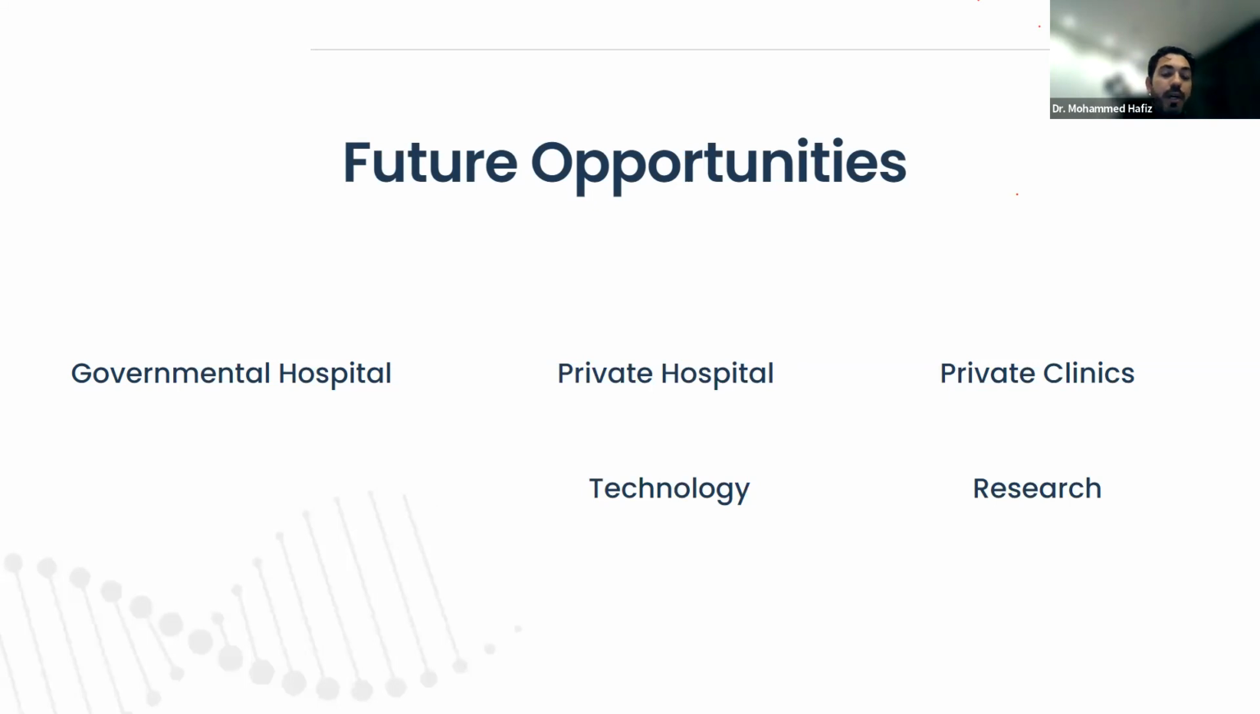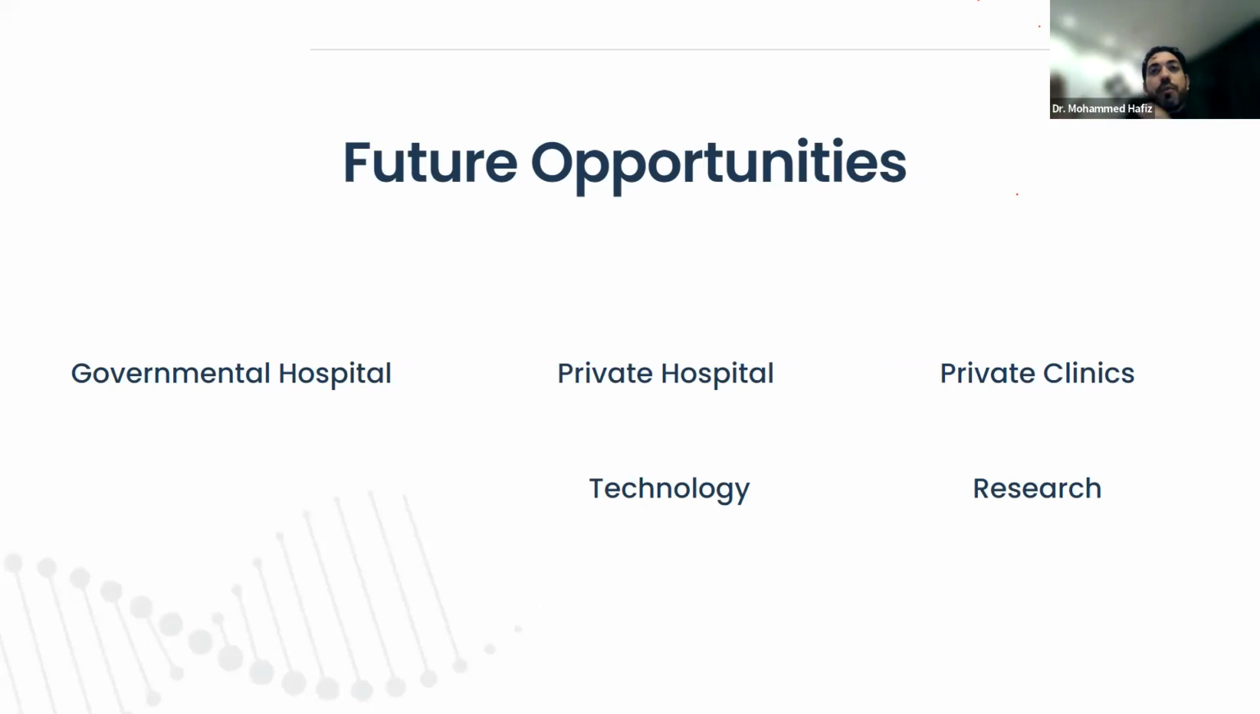You could have a private hospital, and private hospitals are becoming more common, and even with privatization, mostly all hospitals might become private hospitals. You could have private clinics. It's either a group practice, which means multiple surgeons working together, which is what I am in, or you could have a solo practice.